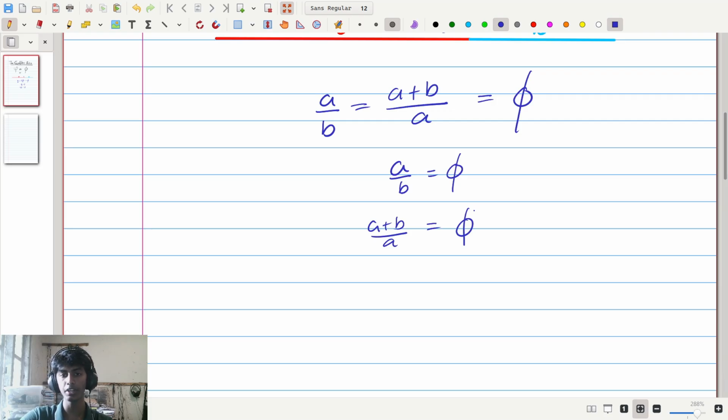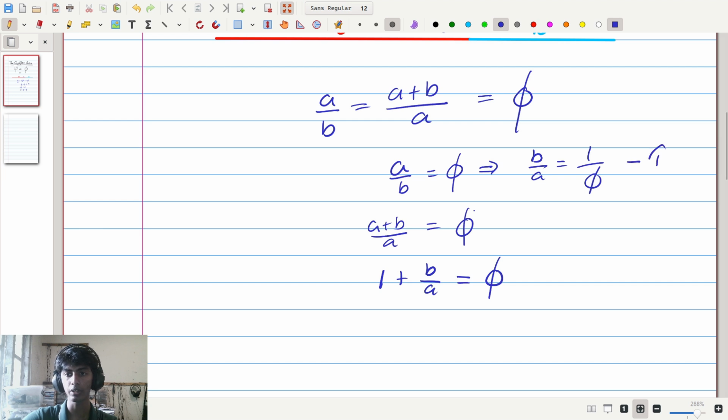From the second equation we can see, taking A divided by A out as its own 1, outside we have 1 plus, and then what's left is B divided by A, so we have 1 plus B divided by A is equal to the golden ratio, phi. Over here from the first equation we can see that if A divided by B is equal to the golden ratio, then B divided by A is equal to 1 divided by the golden ratio. So we can call this equation 1 and equation 2.